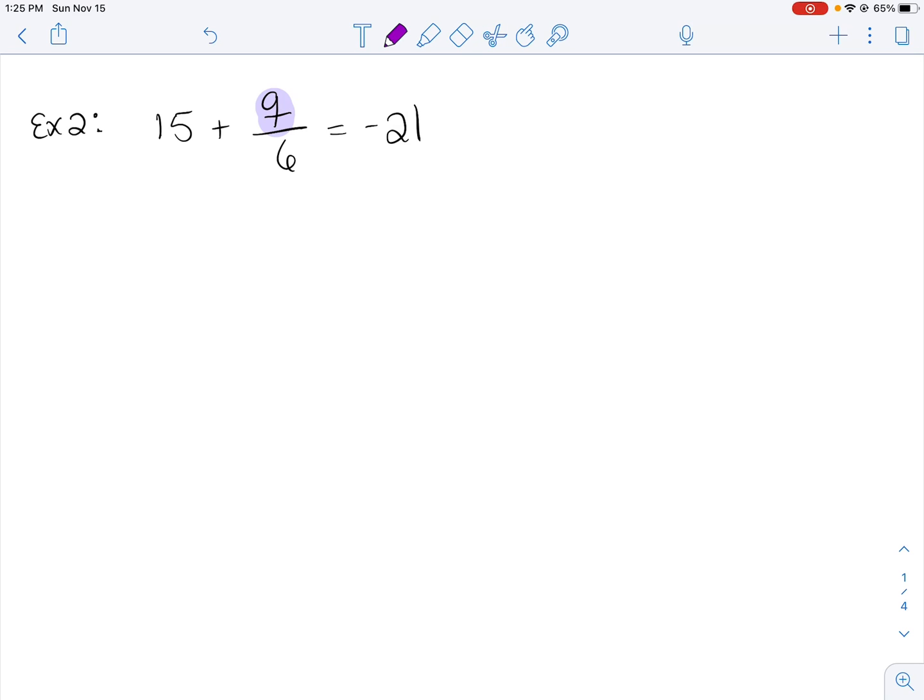Well, since 15 is on the same side of the equal sign as q, I need to get rid of that by subtracting it. Because the value in front of here is positive, that means that I want to subtract it. All right, so 15 minus 15 cancels. We're just left with q divided by 6. And then on the right-hand side, we have negative 21 minus 15, which would be negative 36, right? So we end up with q divided by 6 is equal to negative 36.